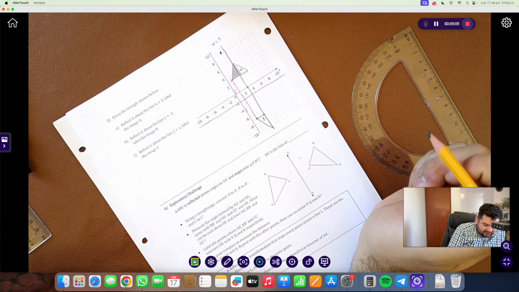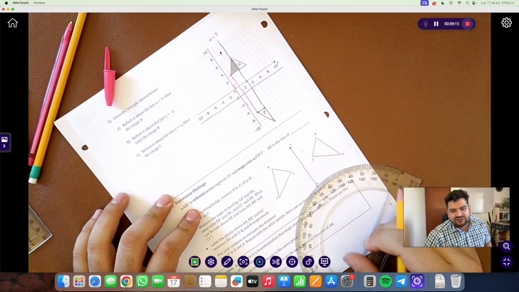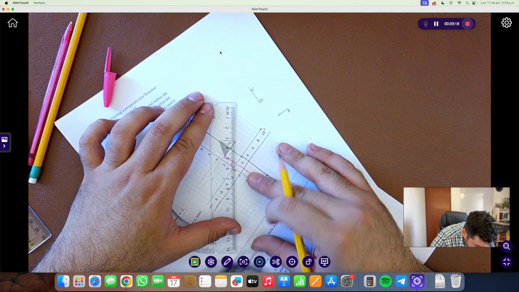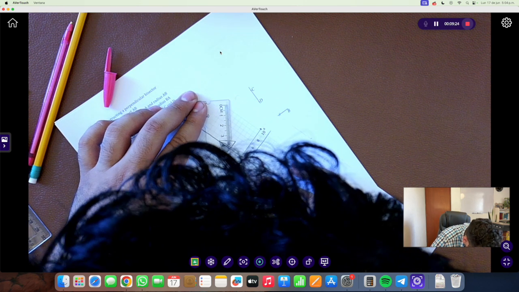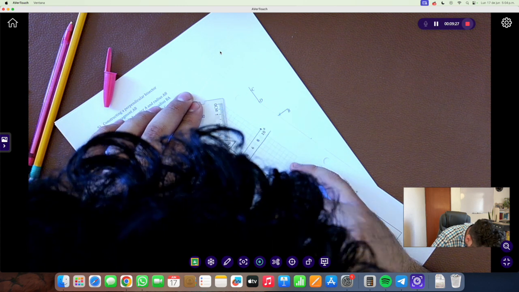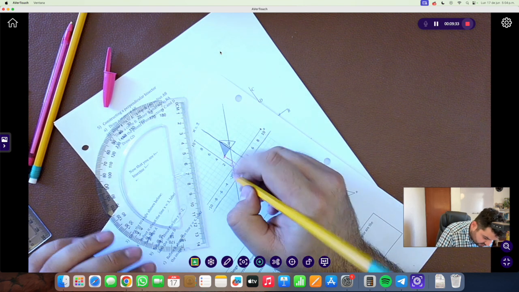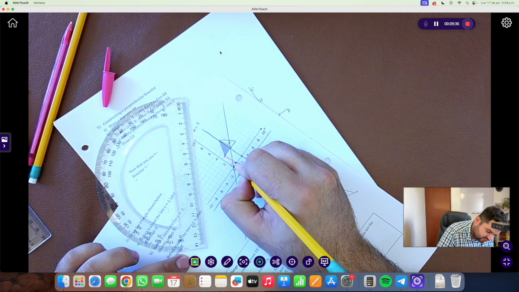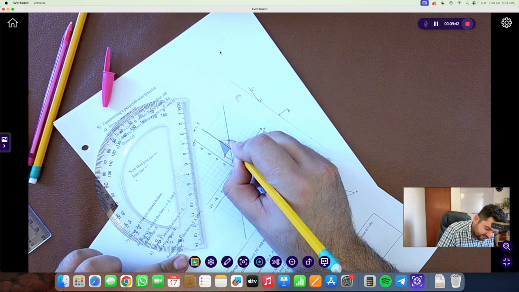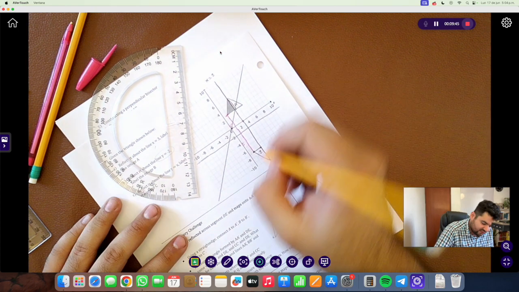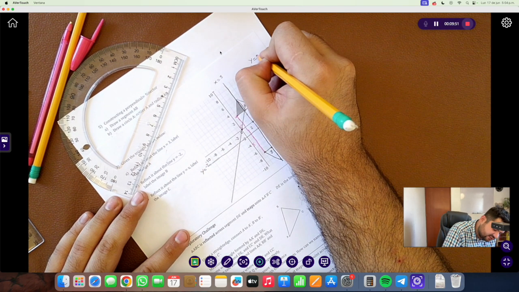Okay, and now reflecting through the line y equals x. The line y equals x is the identity line. So remember that it is the one with slope 1 that passes through the origin. If you want to draw it without a ruler, of course you can, no? It is just rise of 1, run of 1. Rise of 1, run of 1. Rise of 1, run of 1. And so on. So this is the line y equals x.